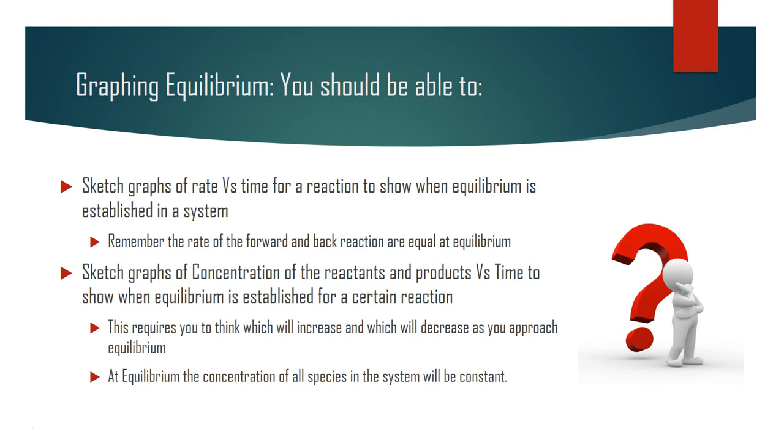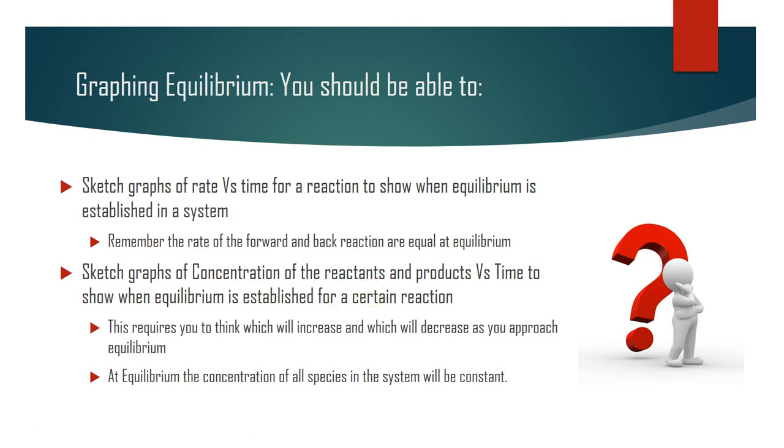So essentially the things that we need to be able to do in terms of interpreting or drawing these graphs are listed here. We need to be able to sketch graphs of rate versus time for a reaction to show when the equilibrium is established in a system. So the rate of the forward and the back reaction being equal at equilibrium. Sketch graphs of concentration of the reactants and the products versus time.